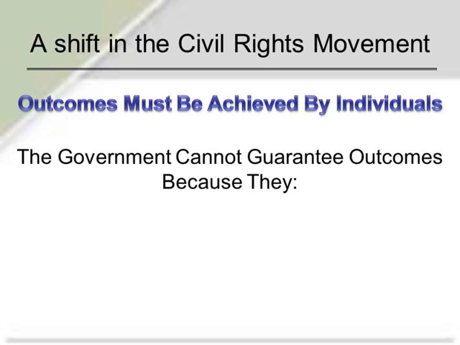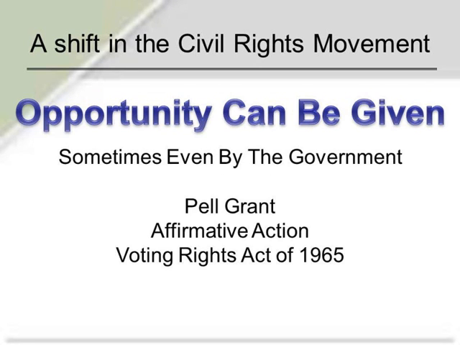The government has tried and done a pretty good job at providing certain opportunities to minority groups. Pell Grants. It's an opportunity to allow all individuals, including minorities, to go to school. Affirmative action plans are opportunities or laws that were passed by the government to try and give racial minorities and women the opportunity to catch up.